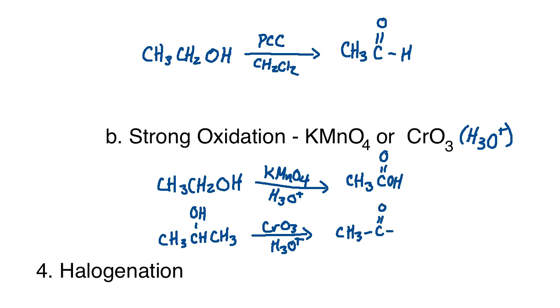Now remember, as I said a minute ago, you can use the PCC, the weaker oxidation method, on a secondary and you will still get a ketone. It doesn't matter, because when you have this secondary position, you don't have the ability to create further oxidized species such as a carboxylic acid. So no matter what reagent you choose, if you have a secondary alcohol, you are going to get a ketone when you oxidize it.